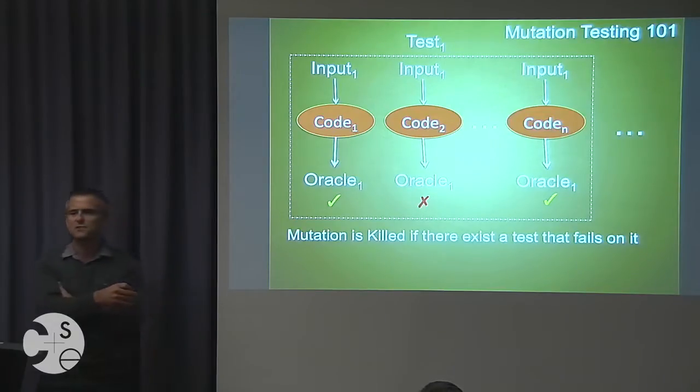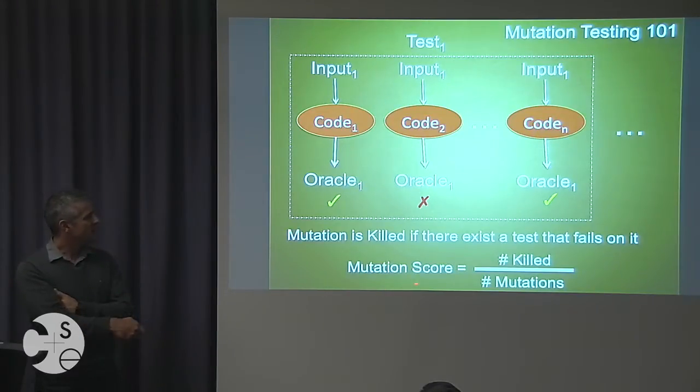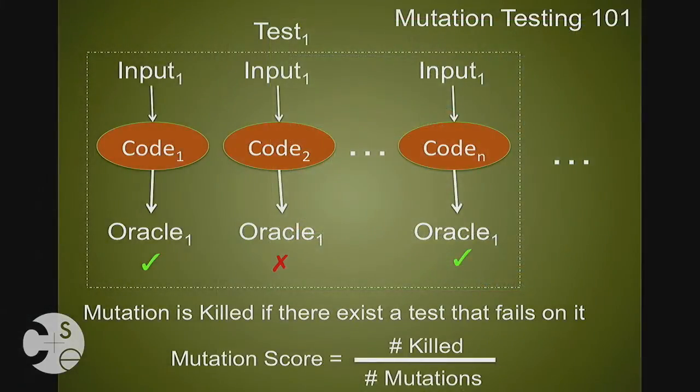So if you run your whole test suite, you would very much like to hope that all of the mutations are being killed by your testing. And there's something called the mutation score, which is the number of killed mutants over your total number of mutations. You want this to be 1 ideally, but of course for various reasons it isn't 1.